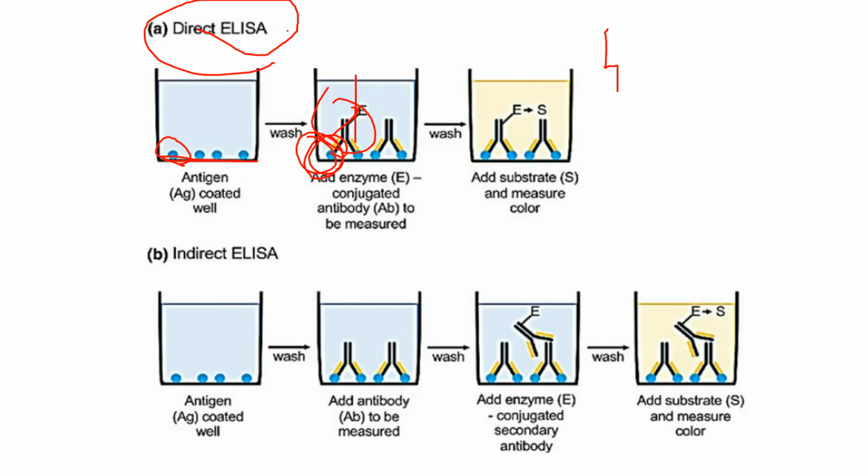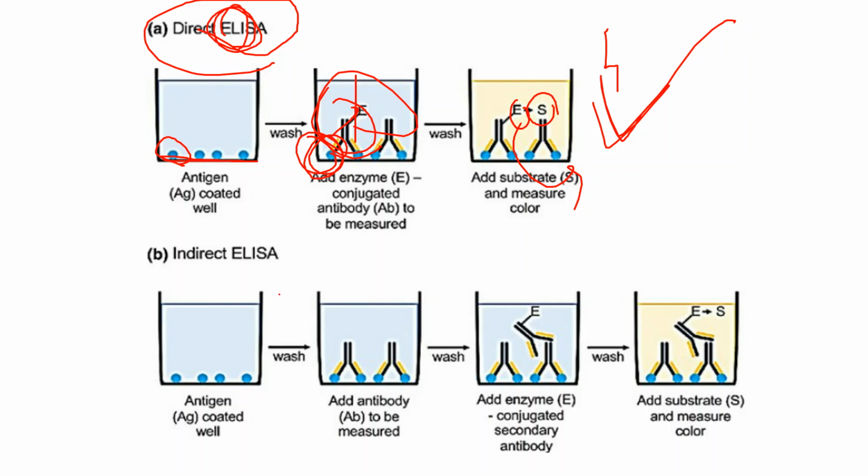Direct enzyme linked means the antibody which we are adding already has this enzyme linked. That's why we call it direct enzyme link. So this enzyme-conjugated antibody is to be measured. Now we are adding this substrate that will convert this enzyme into a colored product, right? So this is the direct ELISA. As only one antibody has to be added, when we add the substrate, it converts the enzyme into the product, right? Next is indirect ELISA.